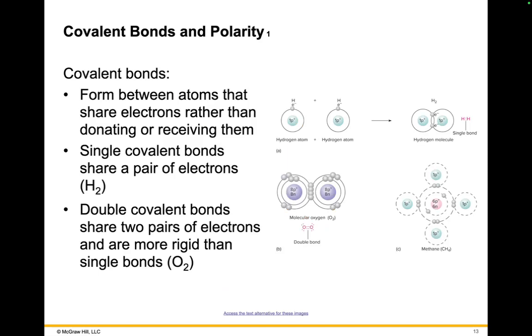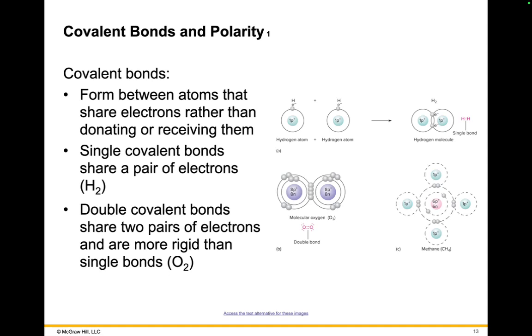So as we mentioned, covalent bonds are formed when atoms share their electrons. So they're not donating and they're not receiving electrons, they're sharing. A single covalent bond is sharing a pair of electrons. So think about a handshake. When you shake someone's hand, you're sharing one hand and they're sharing one hand. So it's a pair of hands forming that bond.